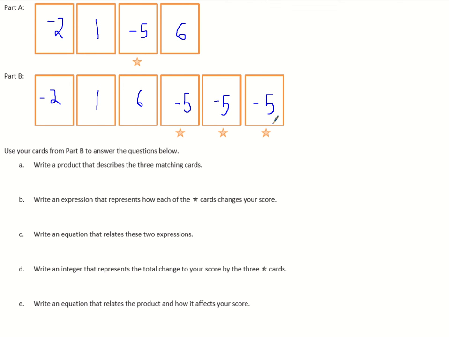Now, when we had 5 cards that had 4, it was 5 times 4. This time we have 3 cards that have a negative 5 on it. So we're going to follow that same pattern of 3 cards times the value on that card of negative 5. 3 times negative 5. Now, if I were to write an expression that represents how each of these star cards changes our score, remember, if I have a negative card, I'm still adding that number. It just so happens to be that that means I'm going to the left as opposed to the right, like a positive number would do. So putting these 3 cards in changes my score with a negative 5 plus another negative 5 plus another negative 5.